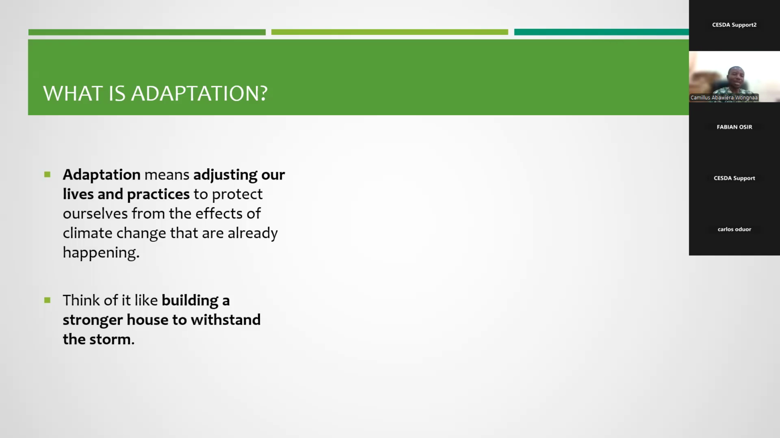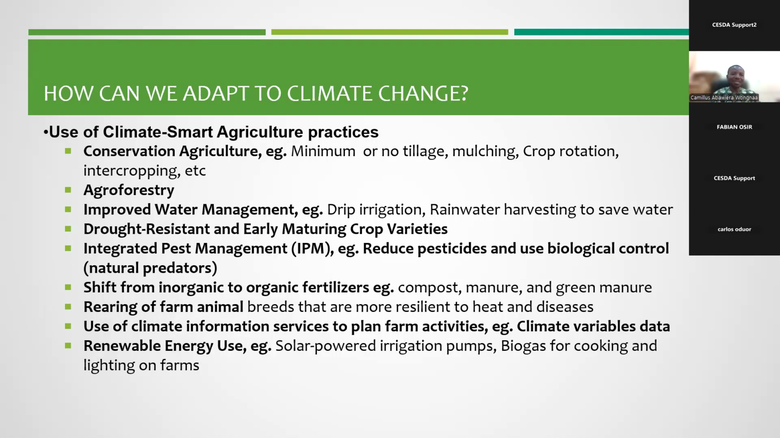So think of adaptation like building a very strong house. Because at the end of the day, the strong winds are going to come. The storms are going to come. So how do you withstand the storm? That is where adaptation actually comes in. One of the first things I want us to talk about has to do with the use of climate-smart agricultural practices.